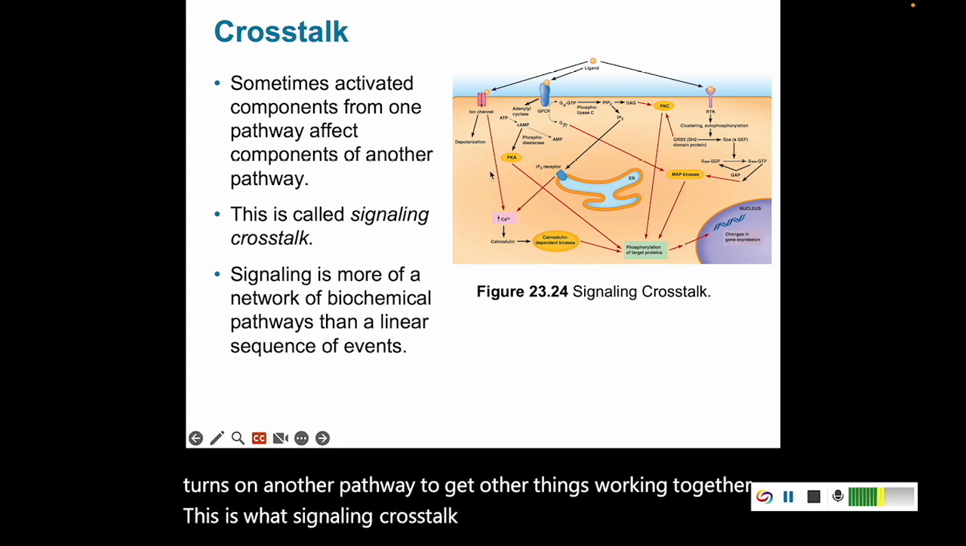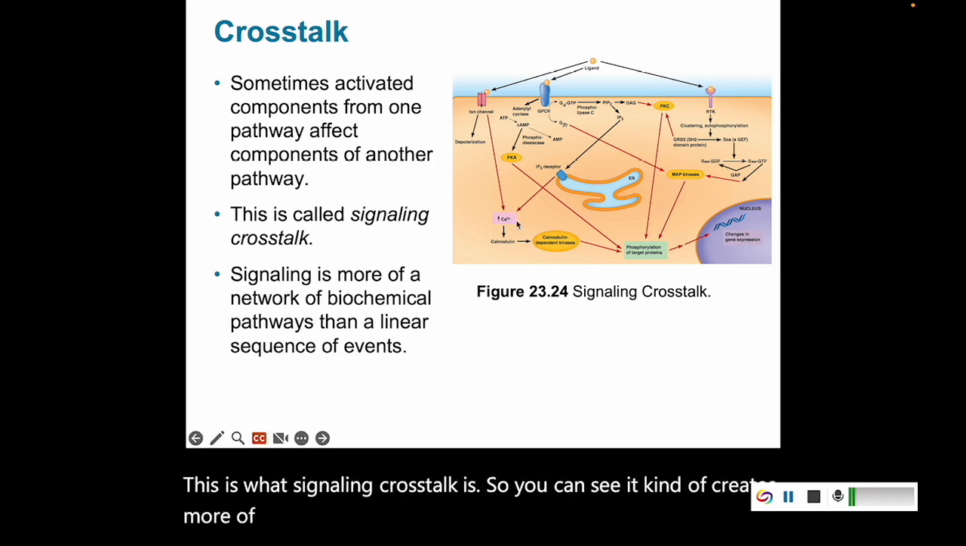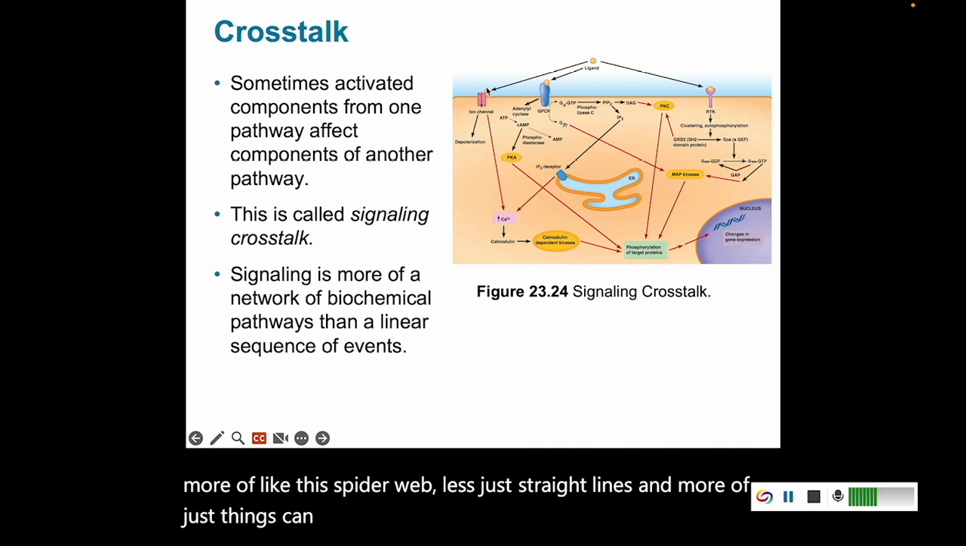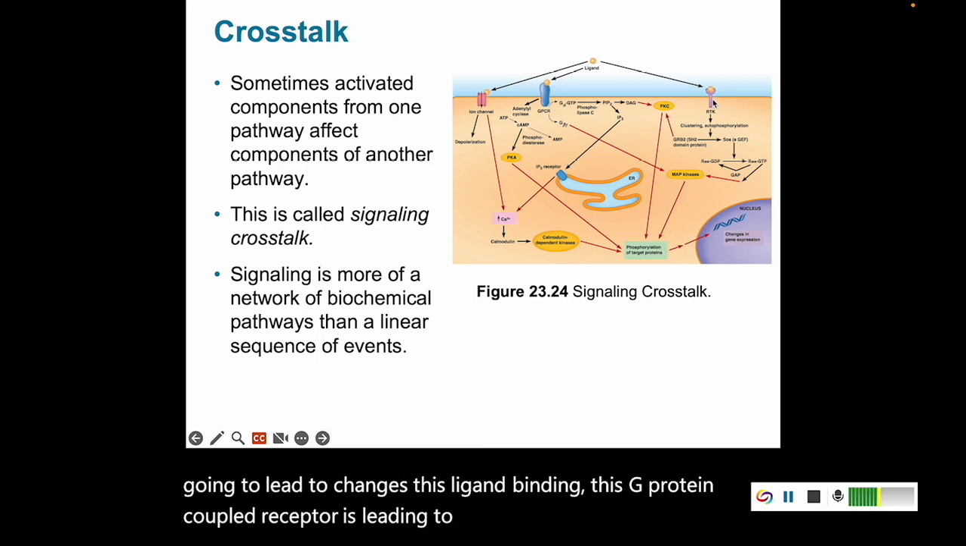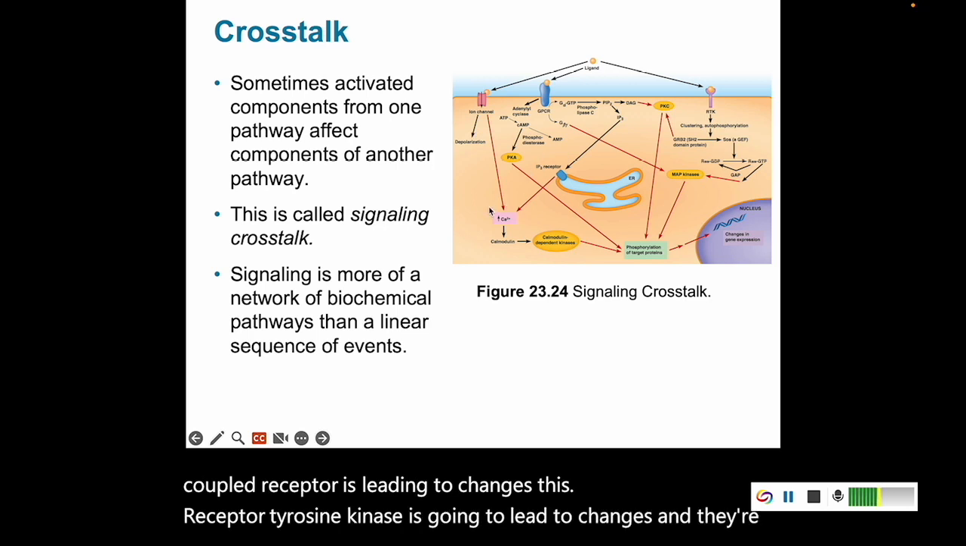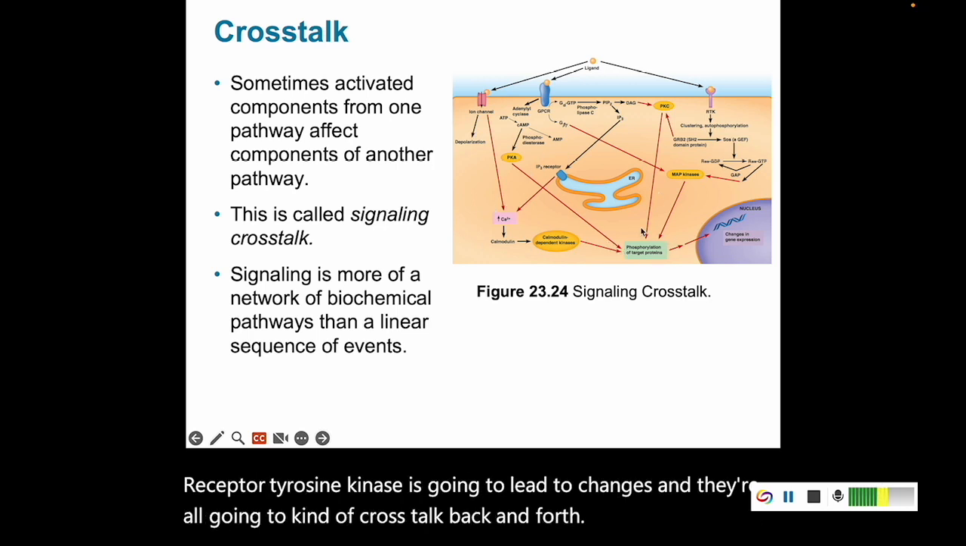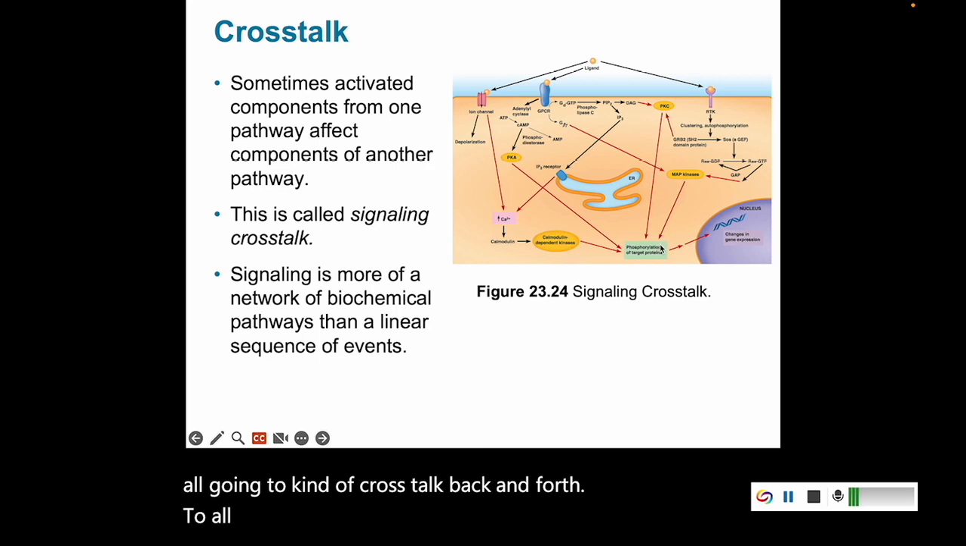So you can see it creates more of a spider web, less just straight lines, and more of things can interact all over the place. So this ion channel is going to lead to changes. This ligand binding this G protein coupled receptor is leading to changes. This receptor tyrosine kinase is going to lead to changes. And they're all going to crosstalk back and forth to all end up phosphorylating their target proteins and turning on genes in the nucleus.